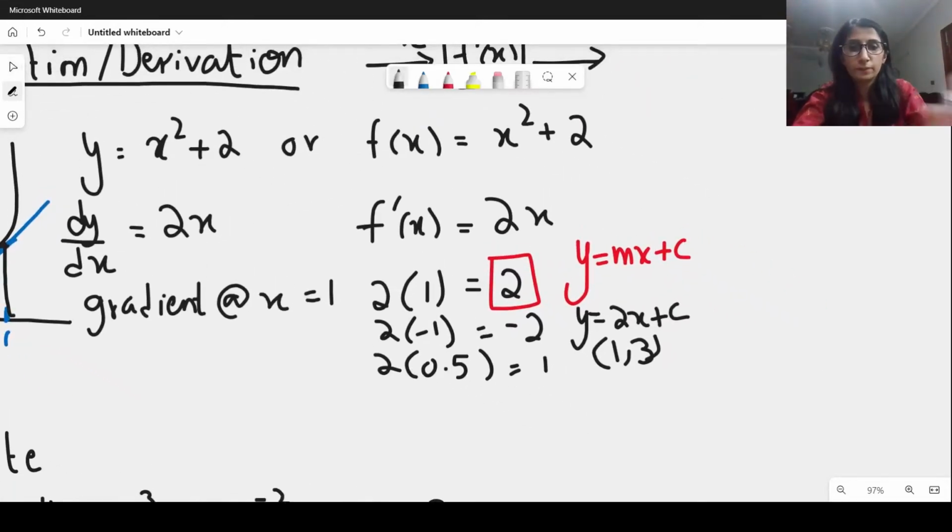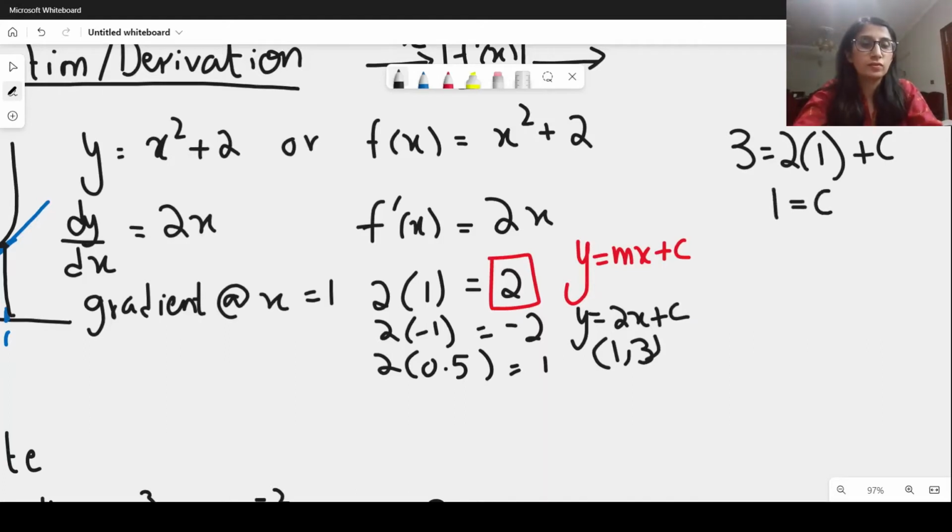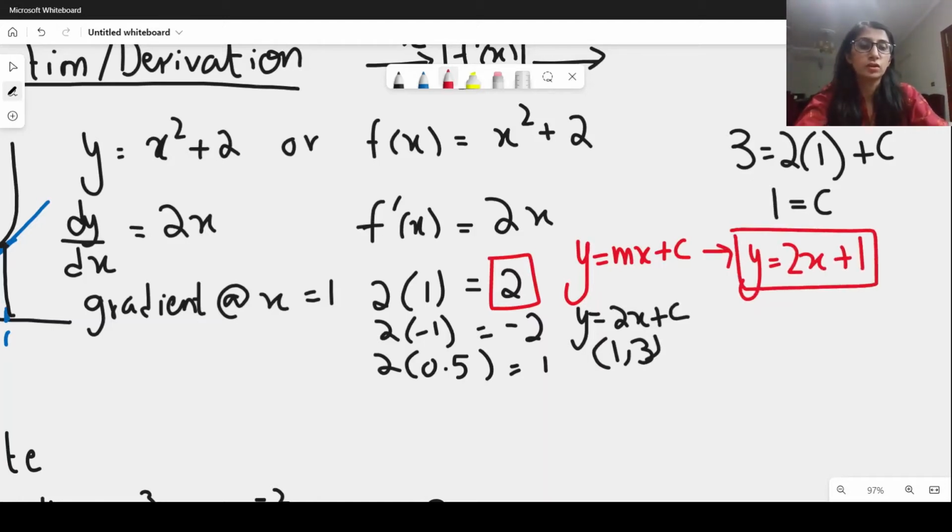So 3 equals 2 times 1 plus c. So 1 equals c. So the equation of the tangent would be y equals 2x plus 1. This will be the equation of the tangent. So you might be asked to find the slope only. You might be asked to find the equation of the tangent.